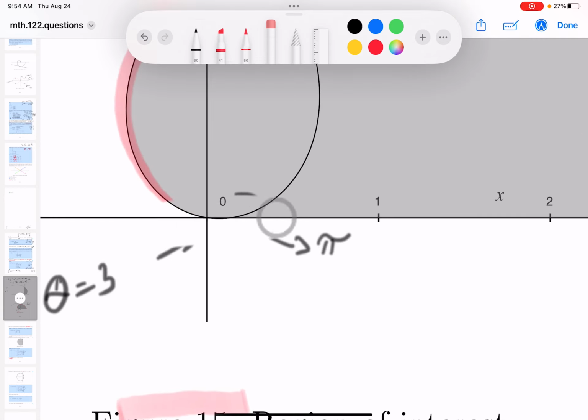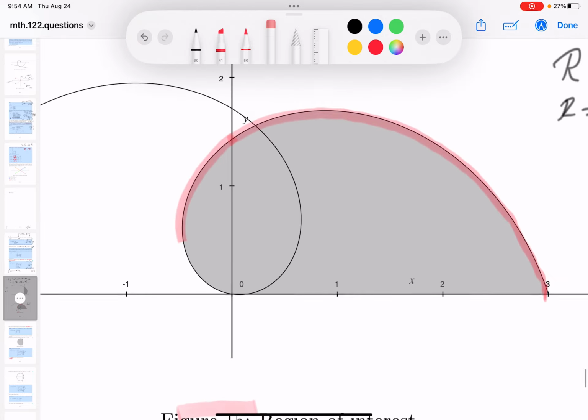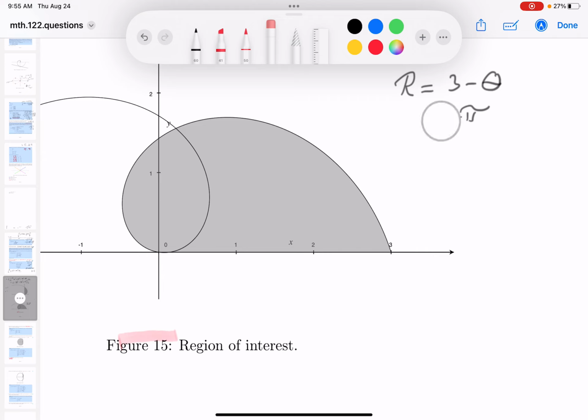I'm looking at that picture, and it just doesn't give me enough detail. The teacher may think it's being clear, but I'll be honest with you, it's not being clear. So I would have to say, you know what? Let me just specify where that r is going to stop. And I'm going to specify it's stopping when theta equals 3. My mistake. So again, it's r equals 3 minus theta.